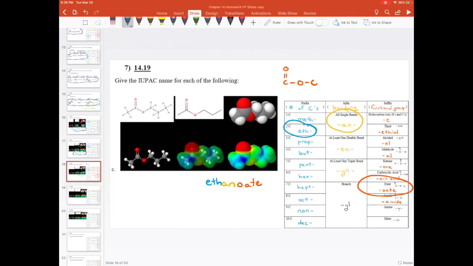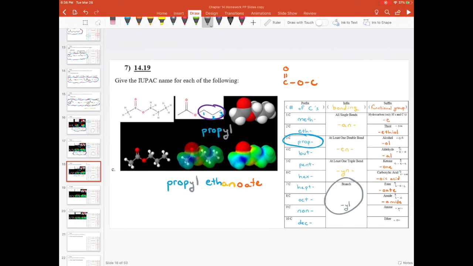We have another carbon chain on the other side of that oxygen with all single bonds, and that is going to be named as a branch. So here we have a total of 3 carbons. The prefix for having 3 carbons is prop. And because that's named as a branch, immediately after that prefix comes the suffix YL. So the name for that branch is propyl. To get the name for the whole molecule, put the branch name in front of the backbone name, and you have propyl ethanoate. The name for this molecule would be propyl ethanoate.